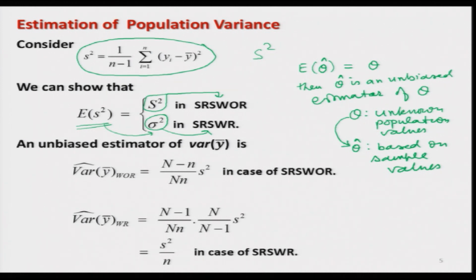Now I am saying that capital S square is unknown to us, so this can be estimated by small s square in case of SRSWOR. And sigma square is unknown to us, so this can also be estimated by small s square in the WR case. In both the cases this small s square is going to be an unbiased estimator.